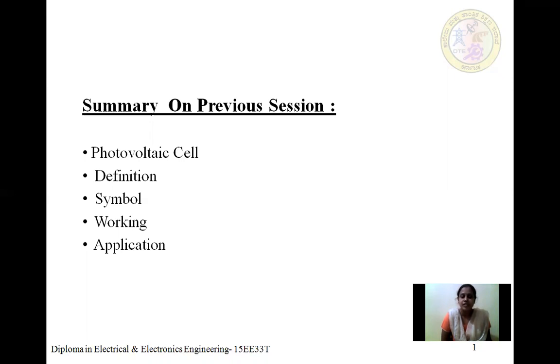Next, we'll see the construction of photovoltaic cell. A photovoltaic cell is a semiconductor PN junction device. It is formed by a combination of P-type and N-type semiconductor. Silicon and germanium are used as the basic material here. However, gallium arsenide and cadmium sulfide are majorly used here.